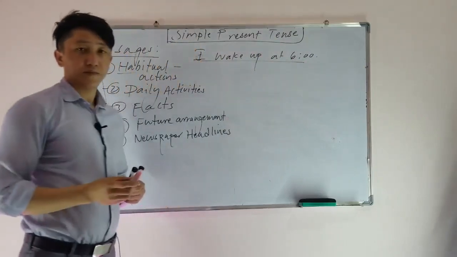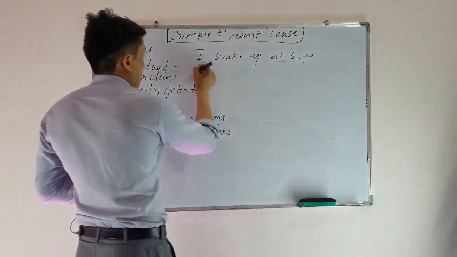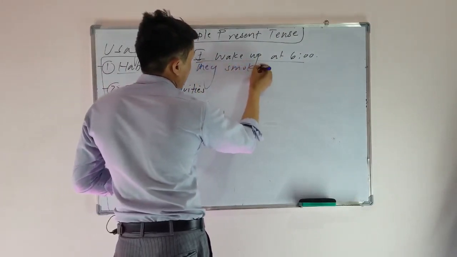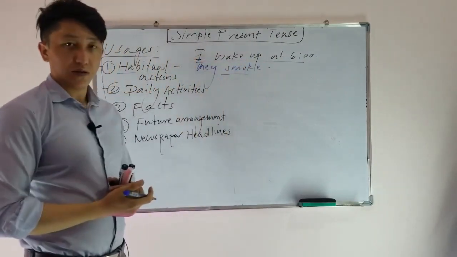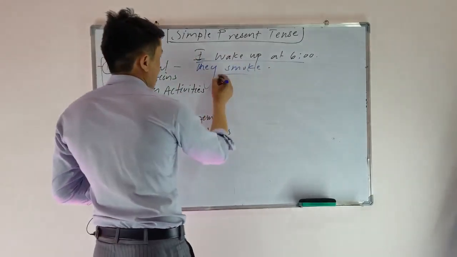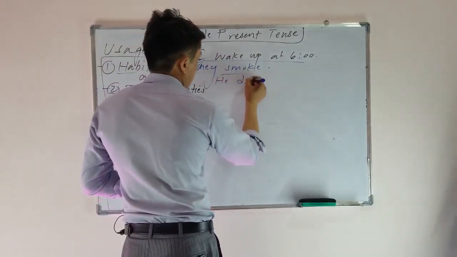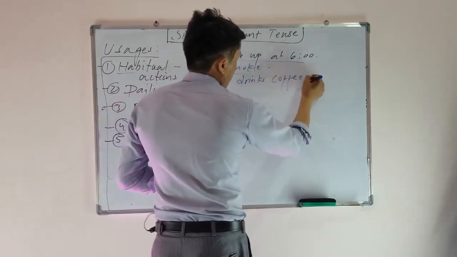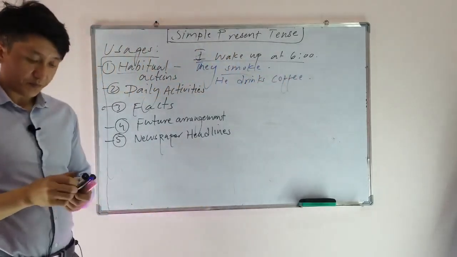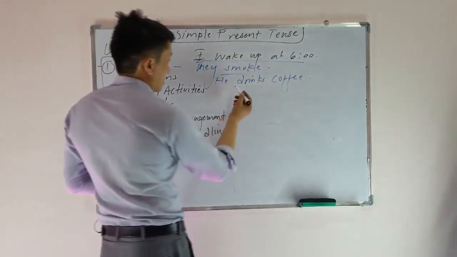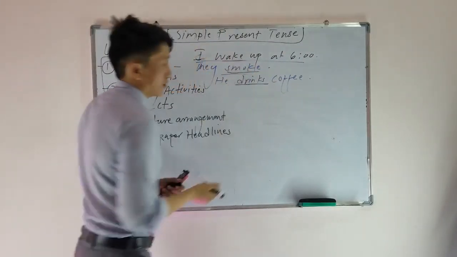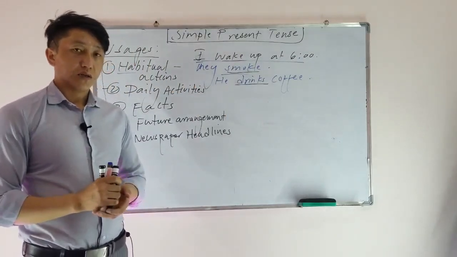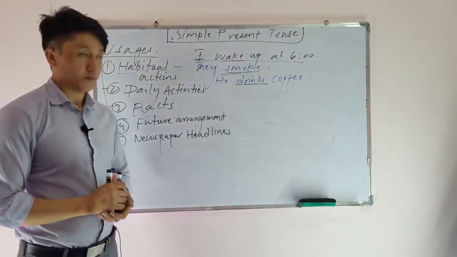Or if I say they smoke, it shows a habit. Or if I say he drinks coffee, this is a habit. So the first thing, it's used to talk about habitual actions, things that we usually do, mostly do.